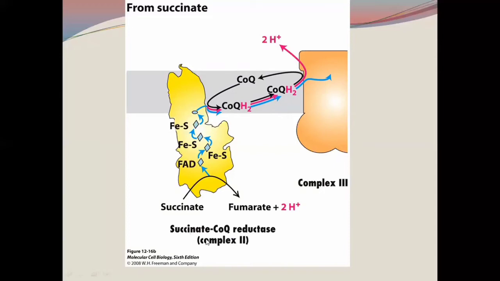Because succinate is going to reduce this coenzyme Q. This coenzyme Q will receive the electrons and the hydrogens from the matrix, and it will become reduced. So that's why this complex 2 is known as succinate coenzyme Q reductase: the succinate is the provider of the electrons, it gets oxidized to fumarate, and the electrons are taken up by the coenzyme Q.